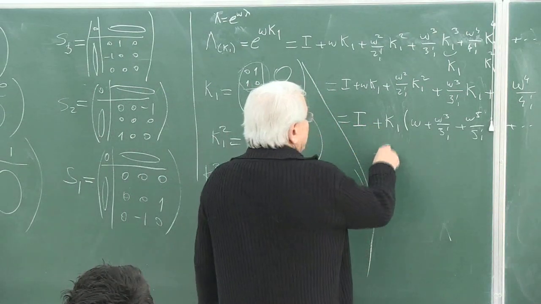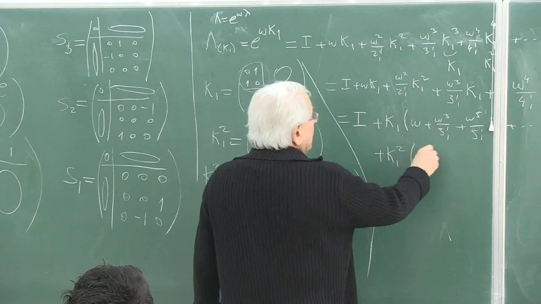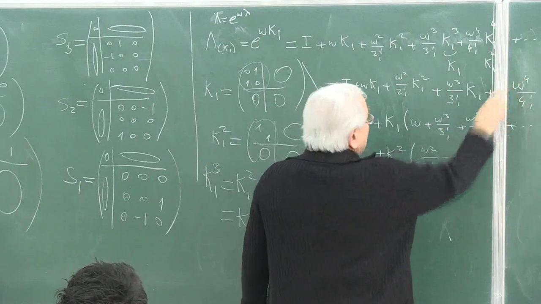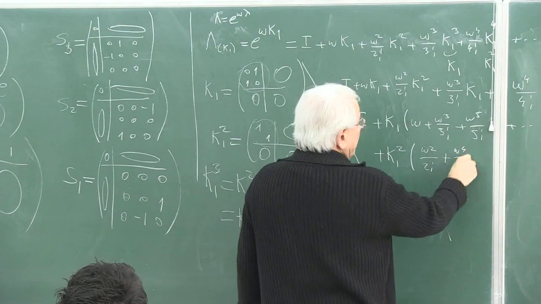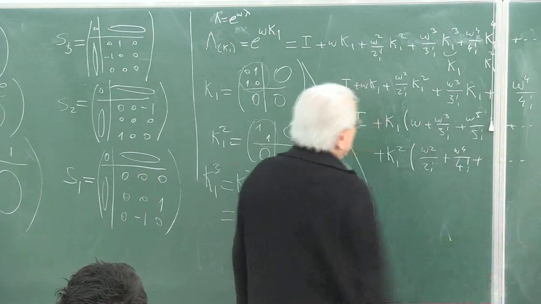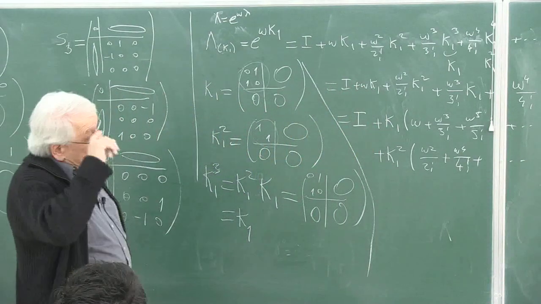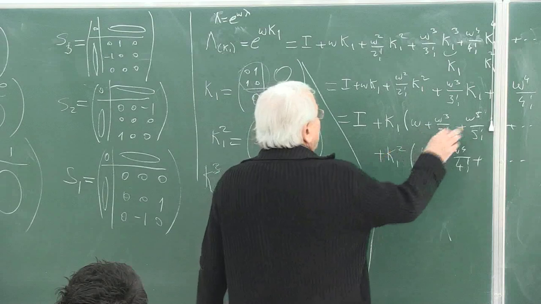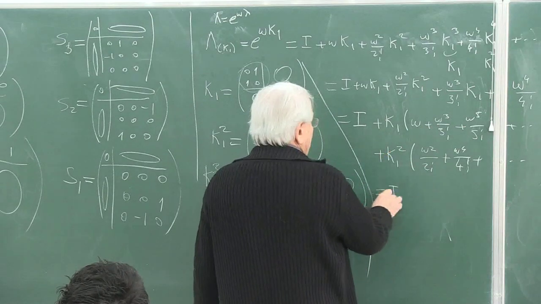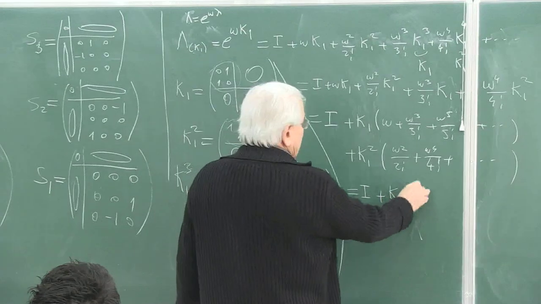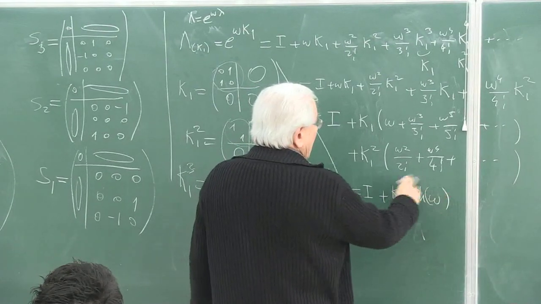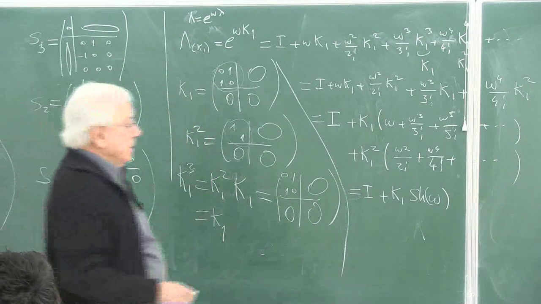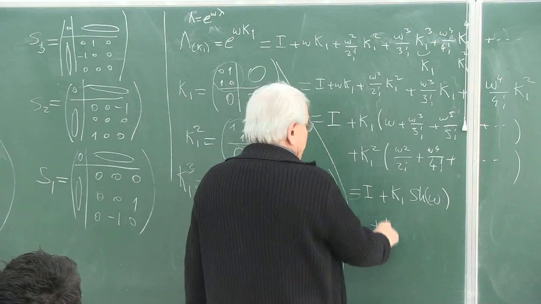What about the coefficients of the K1 squared? So it is omega squared over 2 factorial plus omega to the 4 over 4 factorial, etc., omega to the 6. So the second term is this sine hyperbolic of omega. That's I plus K1 sine hyperbolic omega. And this one is, if I add and subtract the 1, obviously the cosine hyperbolic minus 1.